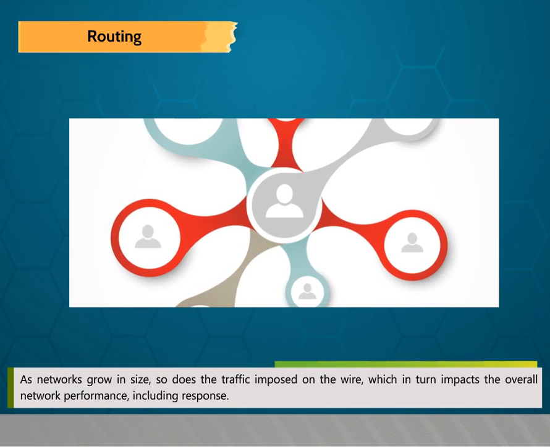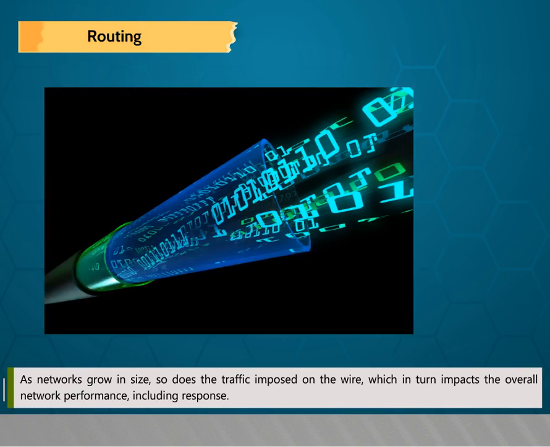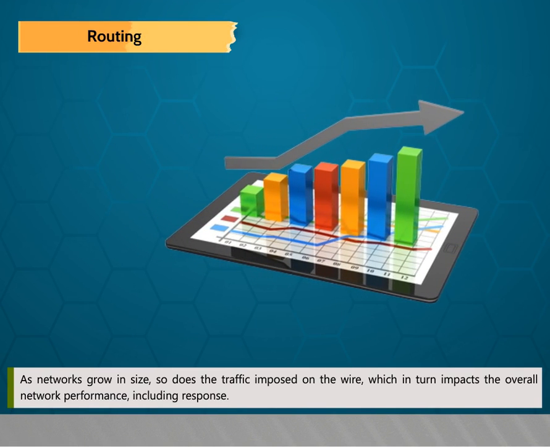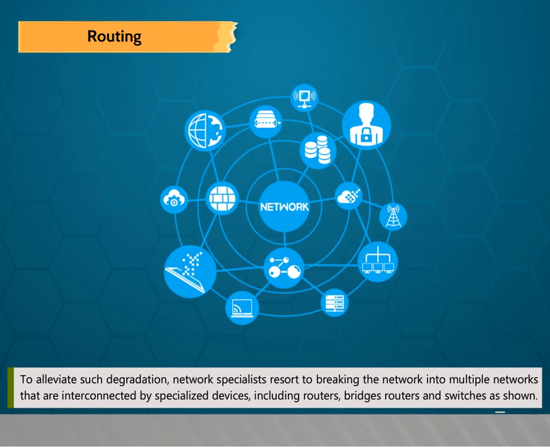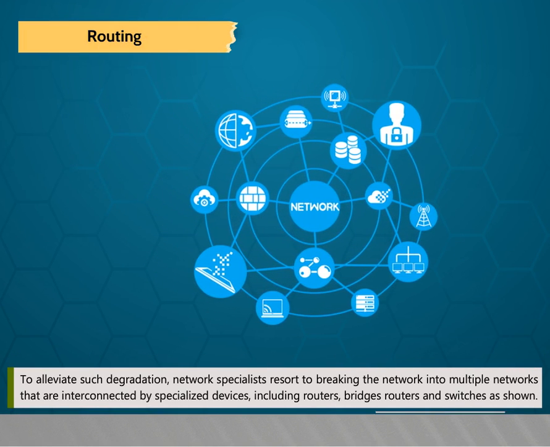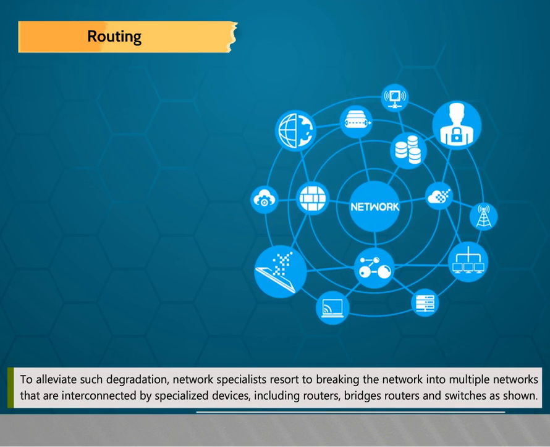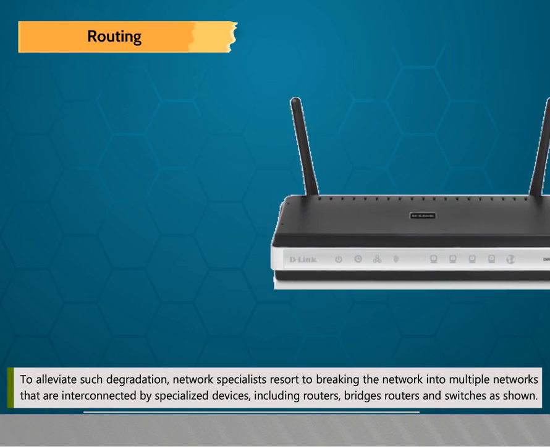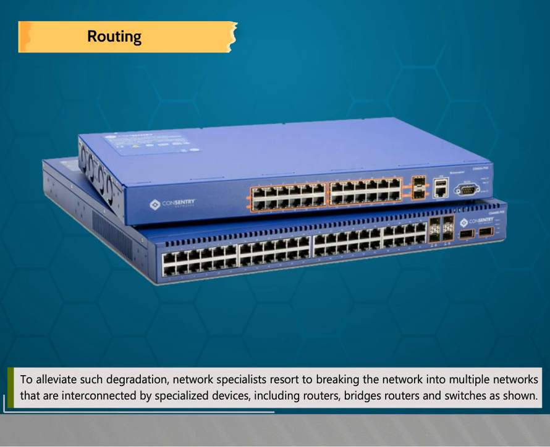Routing. As networks grow in size, so does the traffic imposed on the wire, which in turn impacts the overall network performance, including response. To alleviate such degradation, network specialists resort to breaking the network into multiple networks that are interconnected by specialized devices including routers, bridges, and switches, as shown.